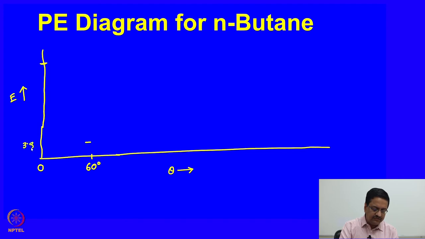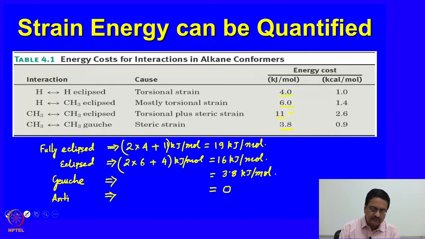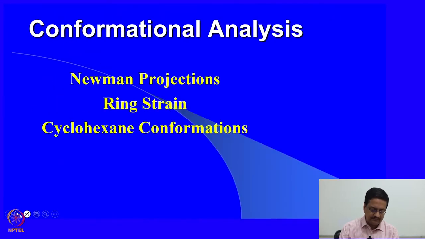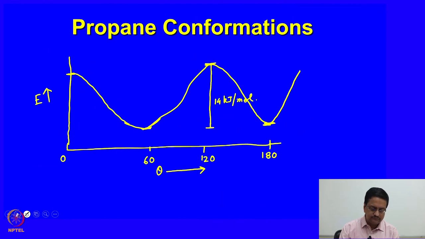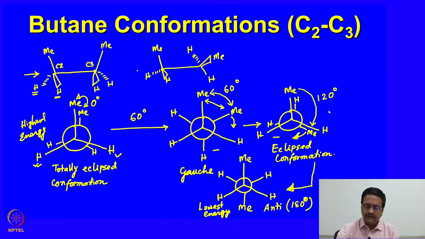So this is 3.8 and this is 0 and this is plus 19 kilojoules per mole. Then when we go to 120 degree, the conformation is, we should go back and show you what the conformer should look like. At 120 degree, the conformation looks like this, where you have two methyl hydrogen eclipsed and one hydrogen eclipsed, and the corresponding energy should be calculated accordingly.